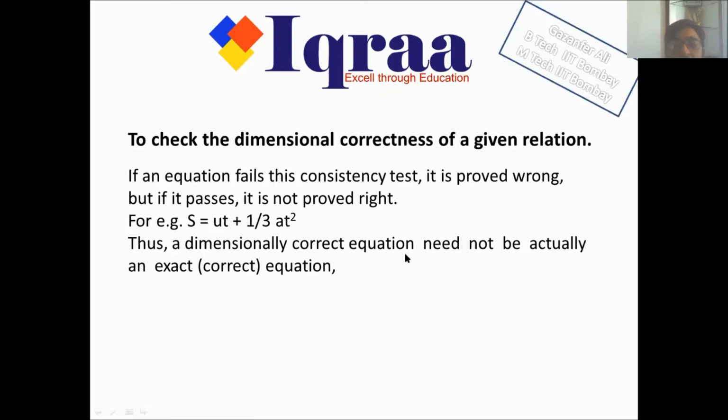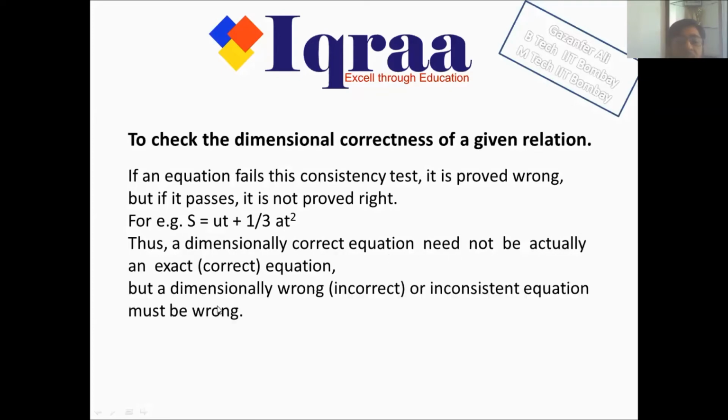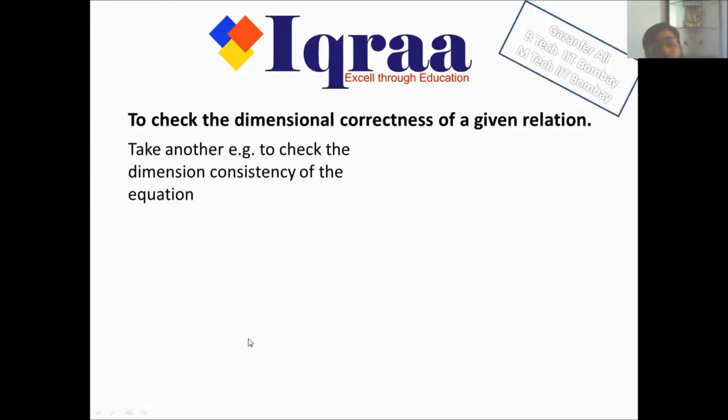Thus, a dimensionally correct equation need not be an exact correct equation, but a dimensionally wrong, incorrect or inconsistent equation must be wrong. For example, if I write S equal to ut square plus half at square, we know that I have messed up here. This is ut square, and if you check the dimension of this term, it will come out to be LT. So this fails the dimensional test, and so we can definitely say, because it doesn't pass the dimensional test, this equation is 100% wrong.